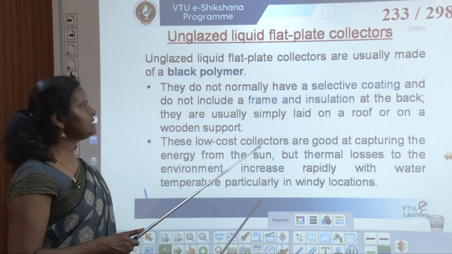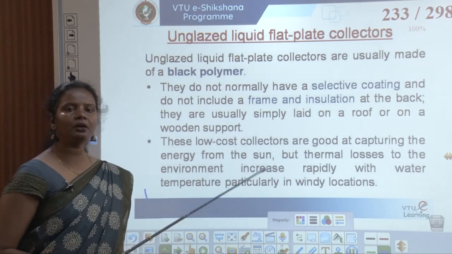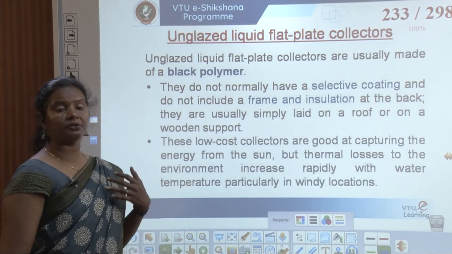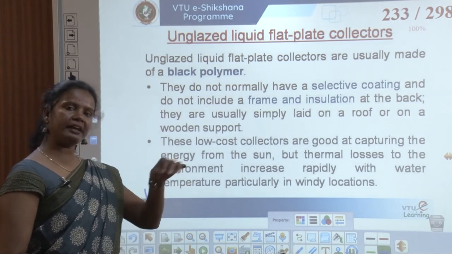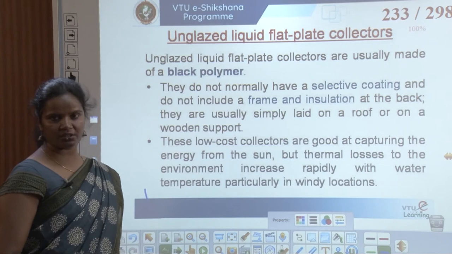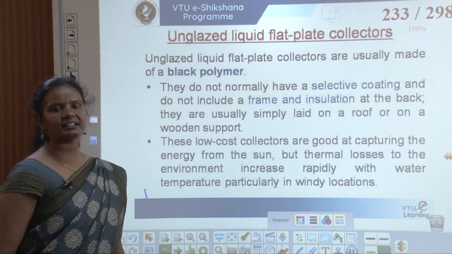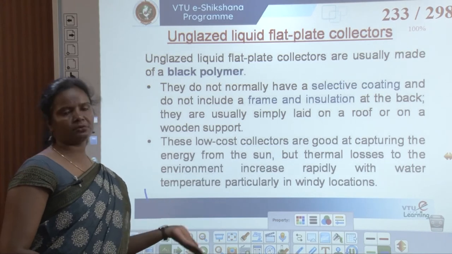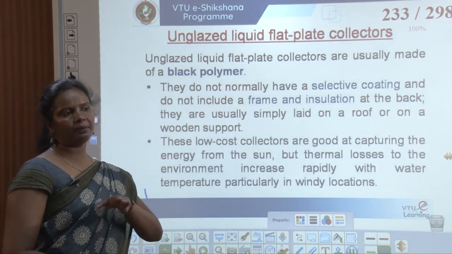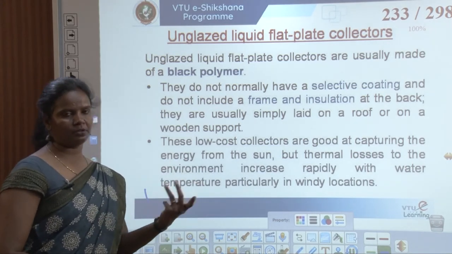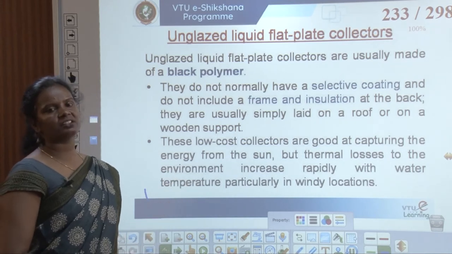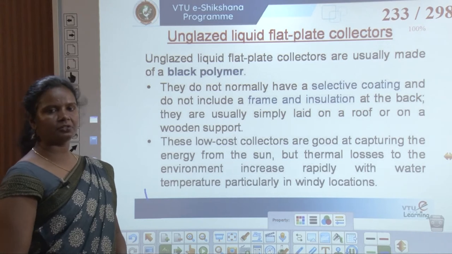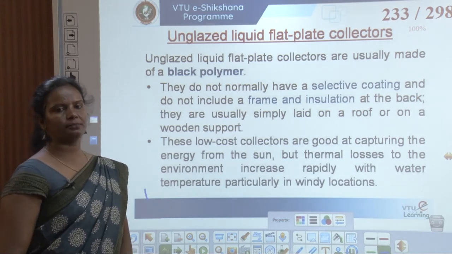So what happens in this is, they do not normally have a selective coating. It doesn't have coating and does not include a frame. Frame is not there, insulation is not there at the back. So they are simply laid on a roof or on a wooden support. You can just apply it on a roof if it is sloped suitably towards the south, and it can be applied easily onto the roof or on a wooden support.